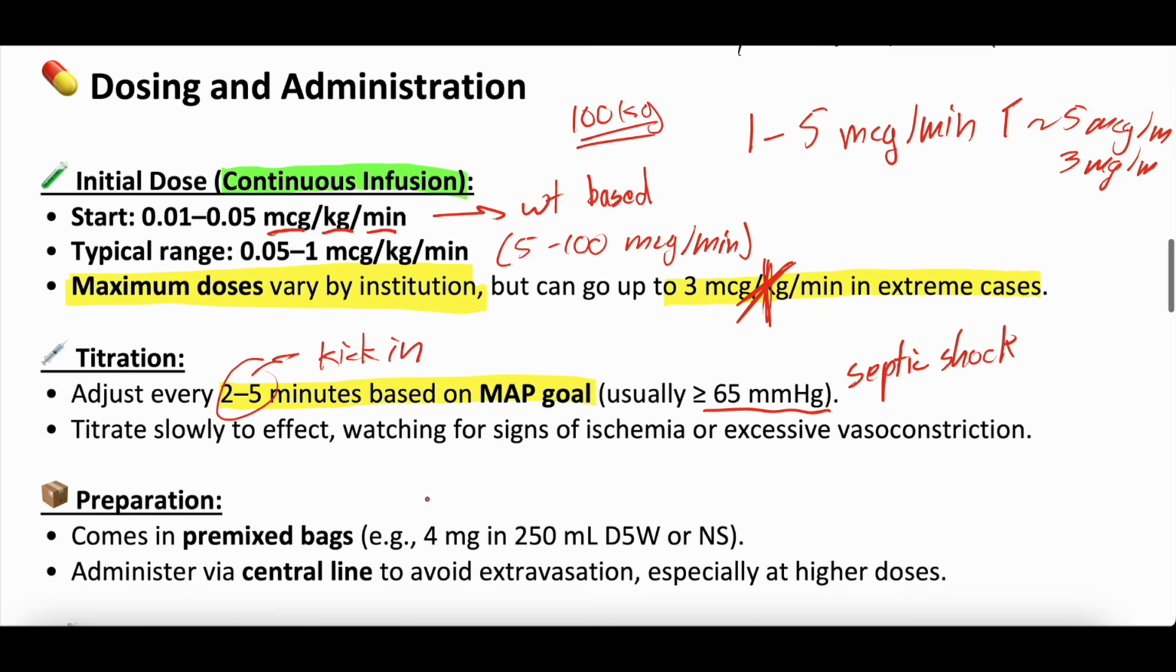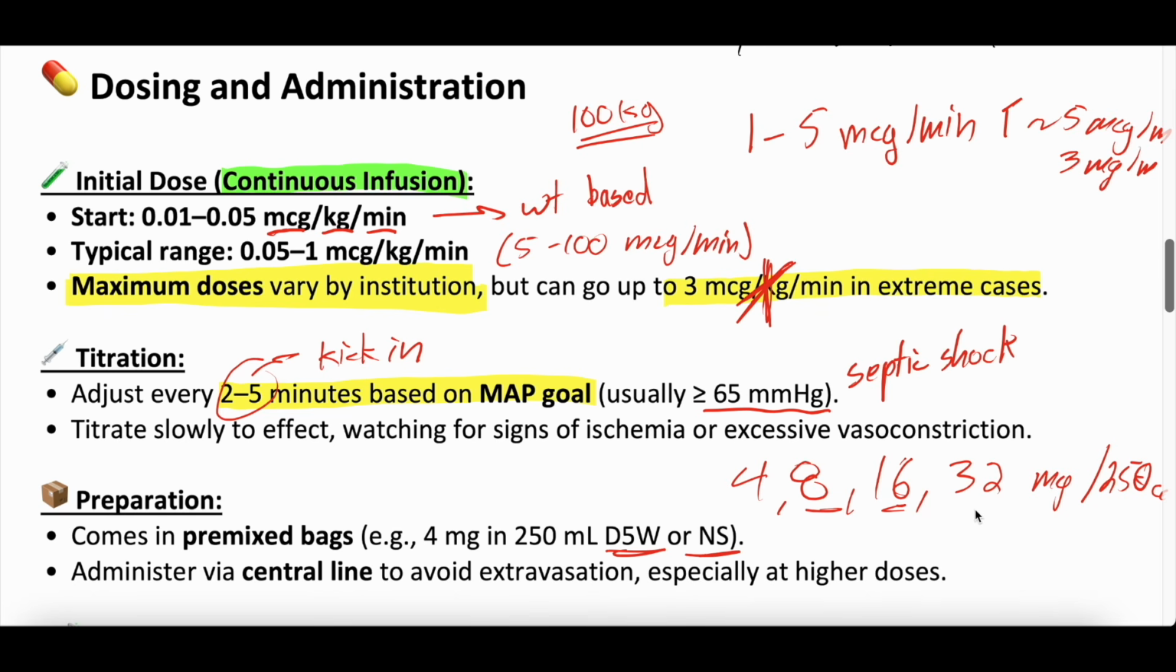Just quick preparation, sometimes interesting just to understand. It's pre-mixed bags, 4 milligrams in 250 cc's of D5W or NS, so it's either sugar water or normal saline that it comes in. And there's different concentrations you can have. You can have 8 milligrams, you can have, I think, 4, 8, 16, and maybe even 32 milligrams per 250 cc's. Don't quote us on this. There's certainly the 8 and 16 doses, and then we think there are 4 and 32 as well. But obviously, the more concentrated it is, the higher risk it might extravasate in a peripheral IV.